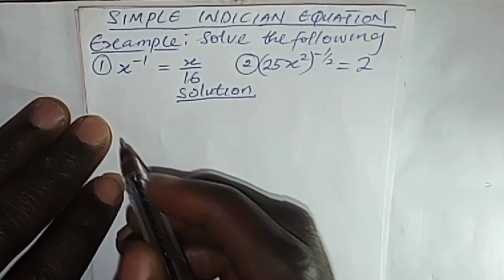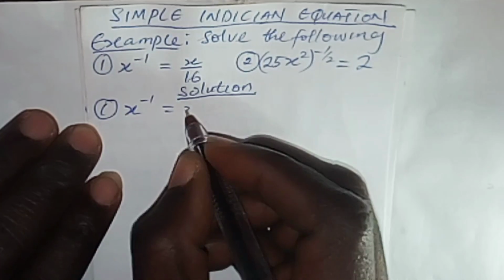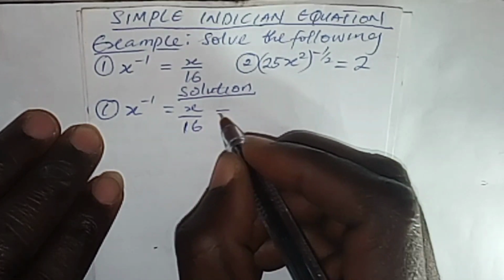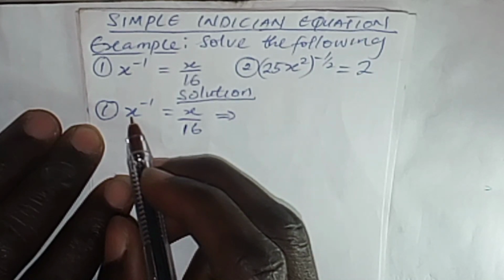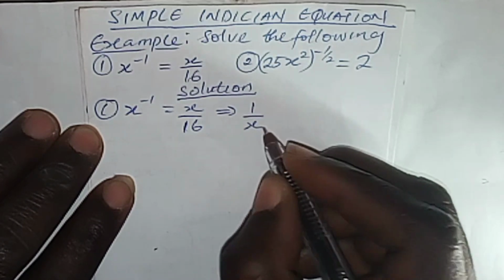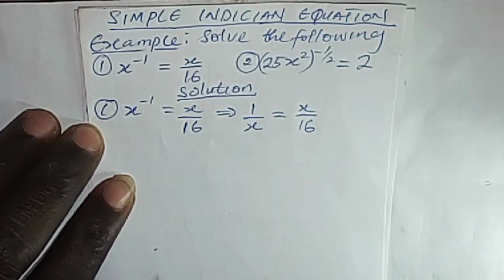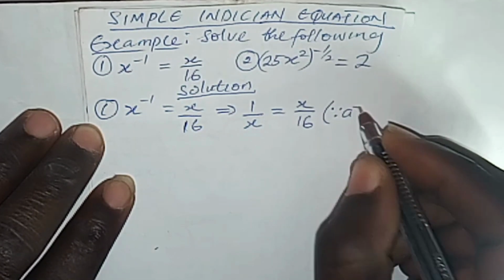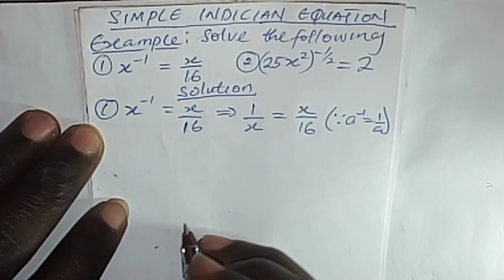So, solution. Let's start with the first one. The first one says x raised to the power minus 1 is equal to x all over 16. As you can see, this x raised to the power minus 1 is the same thing as 1 all over x, based on the law of indices. And this one is the same thing as x all over 16. What's our reason? Our reason is that a raised to the power minus 1 is the same thing as 1 all over a. This is the law of indices we have studied before.